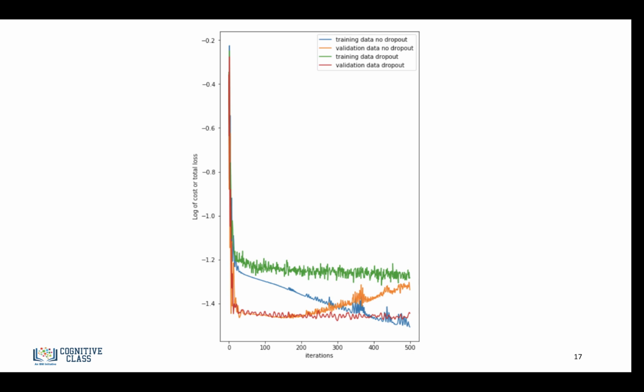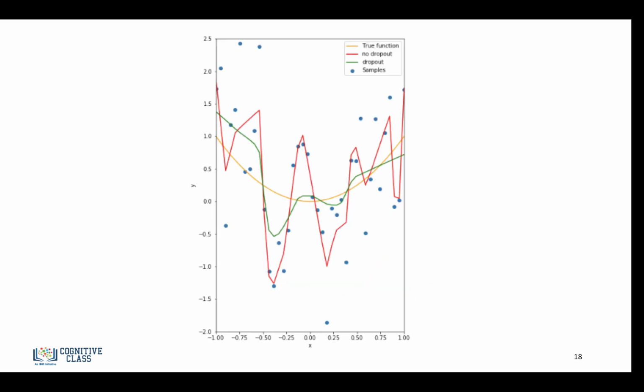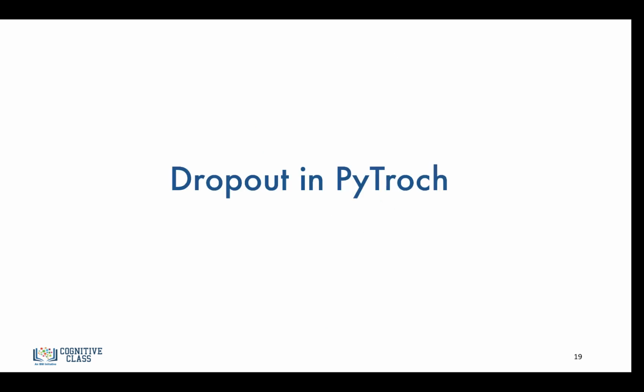And these are results for each iteration. And as you can see, the model without dropout performed better on the training data, but performed worse on the test data. And the model with dropout performed better on the validation data. And here's an example with regression. And as you can see, the line in green used dropout, and it fits the actual line in yellow much better than the line with no dropout in red.